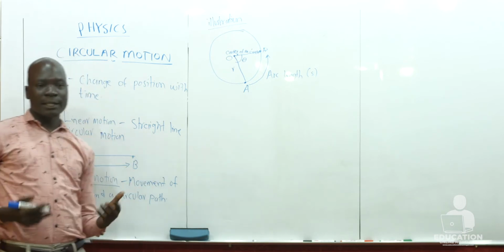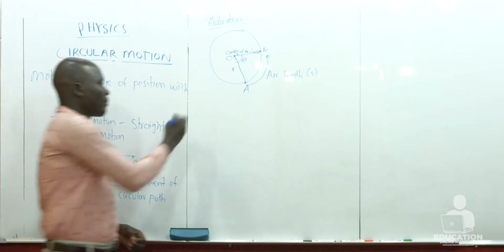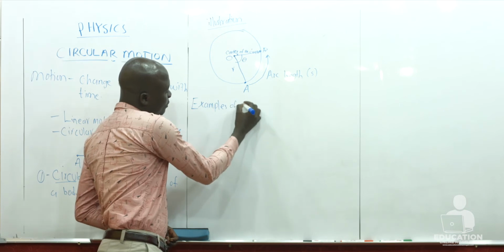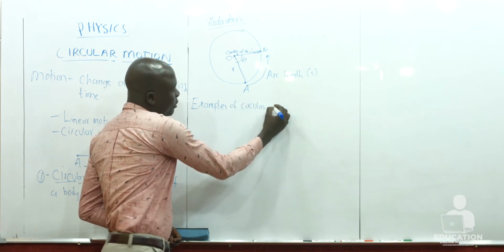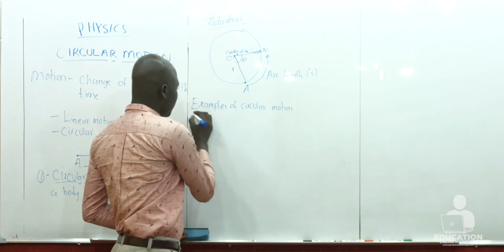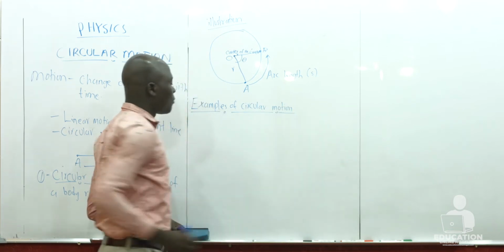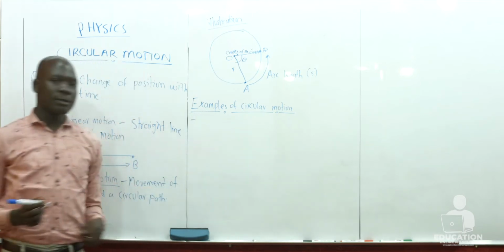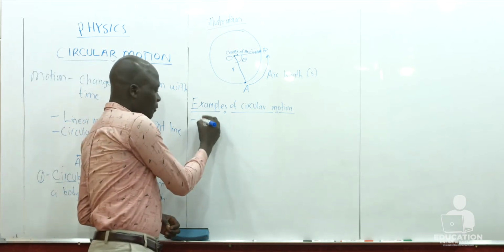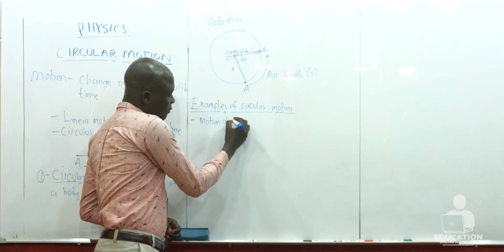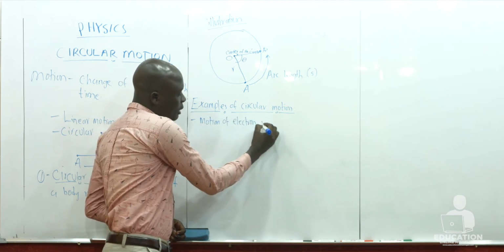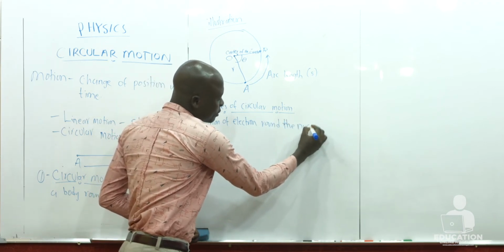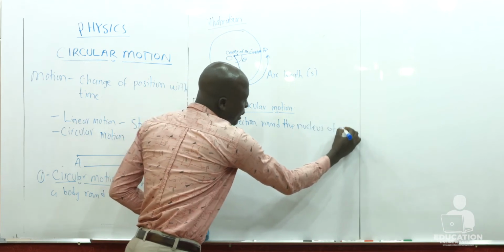Now let's look at some of the examples of circular motion that we have, that is, examples of bodies that move in a circular path. One, we have the motion of electrons round the nucleus of an atom.